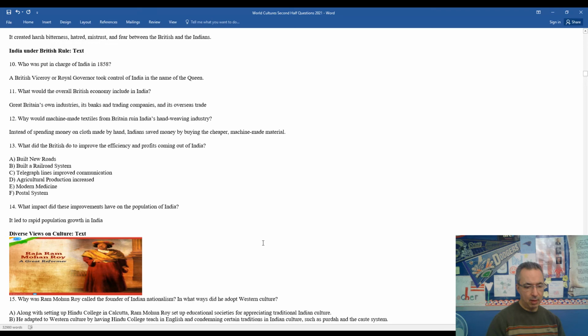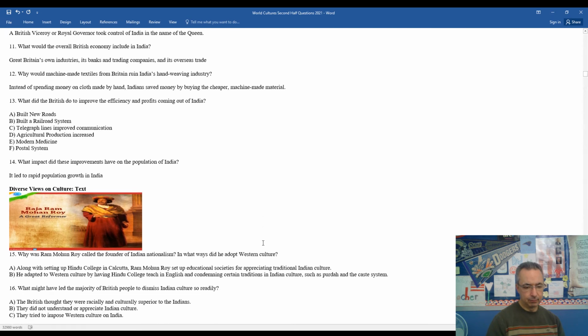15. Why was Ram Mohan Roy called the founder of Indian nationalism? In what ways did he adopt Western culture? Along with setting up Hindu College in Calcutta, Roy set up educational societies for appreciating traditional Indian culture. He adapted to Western culture by having Hindu College teach in English and condemning certain traditions in Indian culture, such as Purdah and the caste system.